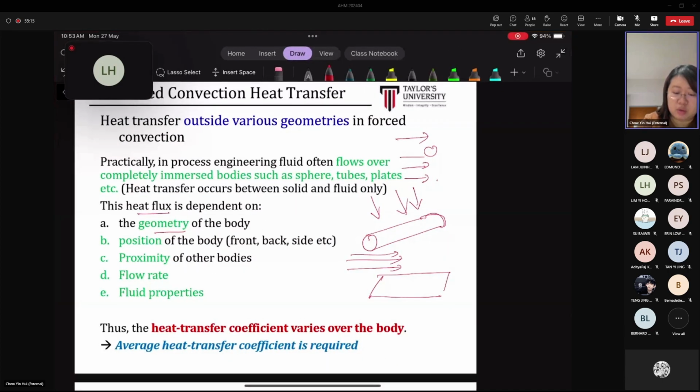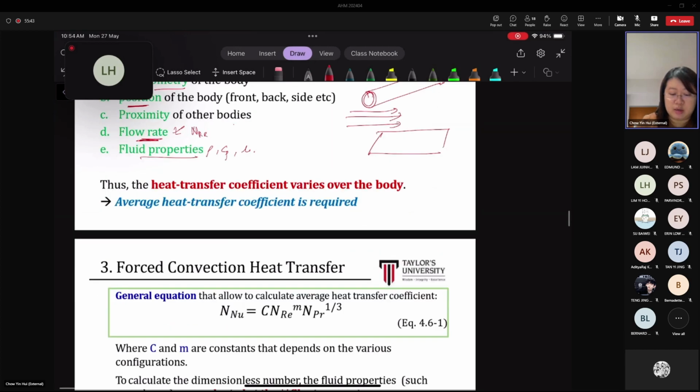It will also depend on the position, whether the flow is parallel here, or whether the flow only passes, let's say, this side only, or the proximity of other bodies, the flow rate, and the flow property. So this is related to the flow behavior, while the fluid properties are such as the density, the specific capacity, the viscosity.